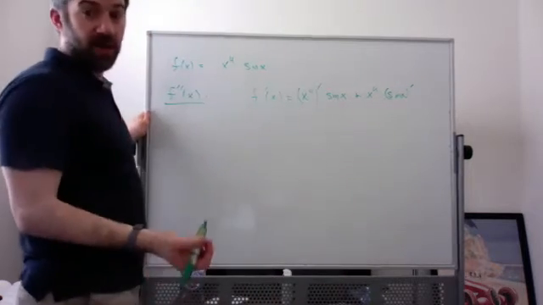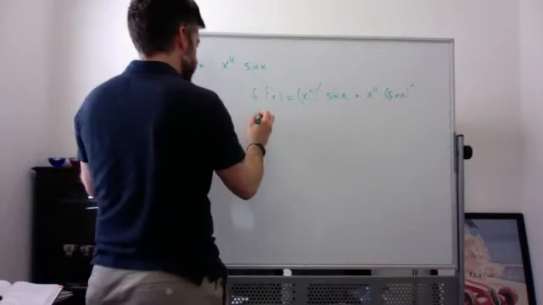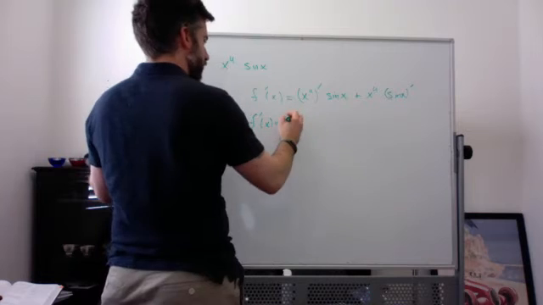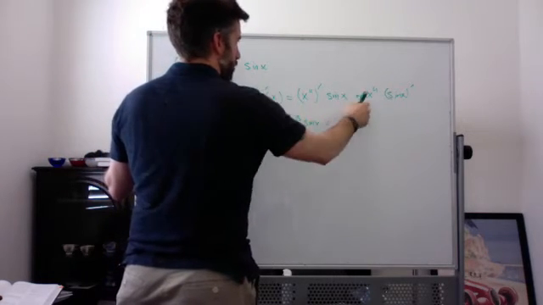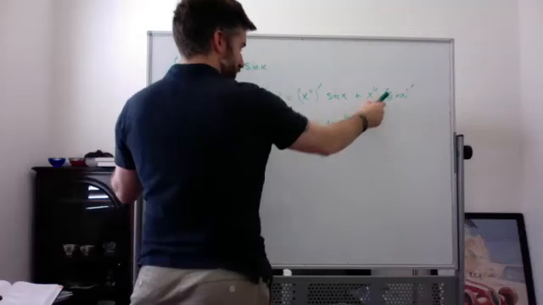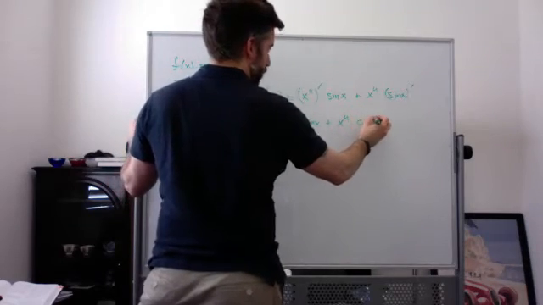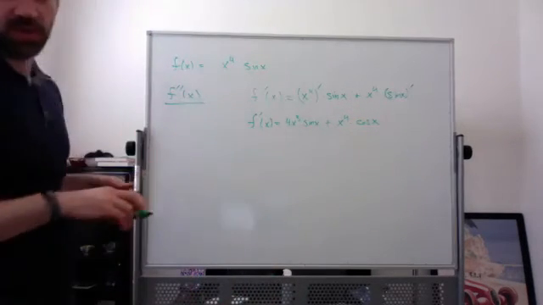And I'm actually going to find those derivatives. So this first derivative here is equal to 4x cubed times sine of x plus x to the fourth times the derivative of sine of x, which is cosine of x. Are there questions about that?